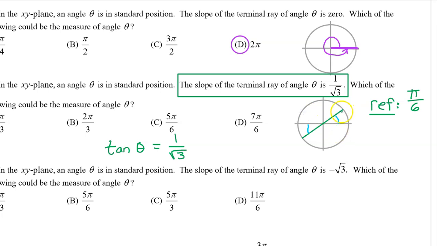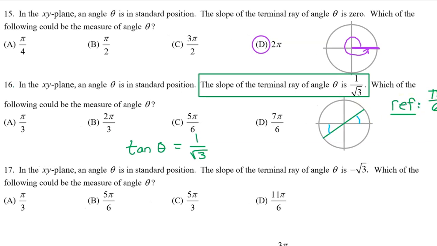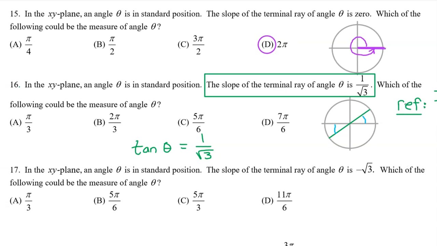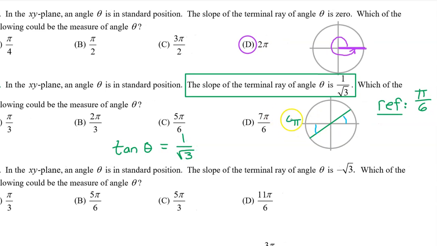The angle in the first quadrant is pi over 6 itself, but pi over 6 is not one of the options. So it must be the angle in the third quadrant. What is this? Well, since pi is right here, and we can think of pi as 6 pi over 6, we know that this angle will be pi over 6 more than 6 pi over 6. So this angle is 7 pi over 6. So the answer is D. The tangent of 7 pi over 6 is 1 over radical 3. So that's the slope of the terminal ray.